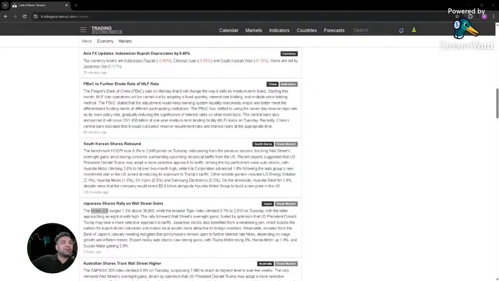Meanwhile, the minutes from the Bank of Japan indicate the policymakers might remain open to further interest rate hikes, which we discussed. Export-heavy auto stocks had strong gains, with Toyota Motors rising 3%, Honda 1.3%, and Suzuki gaining 2.9%.